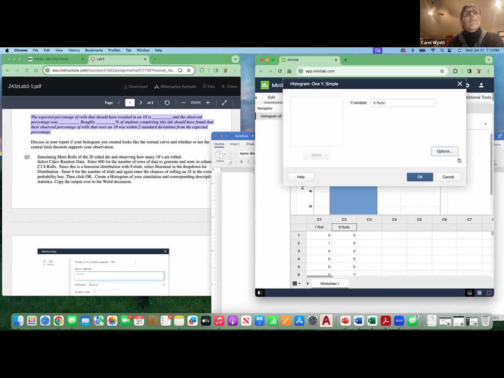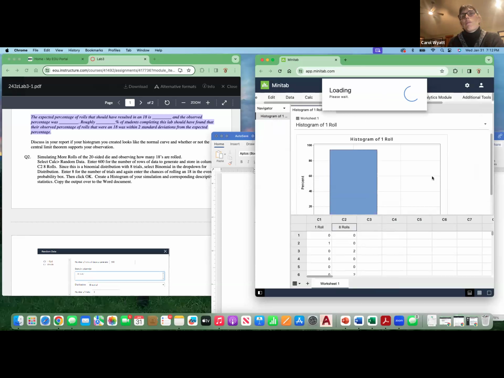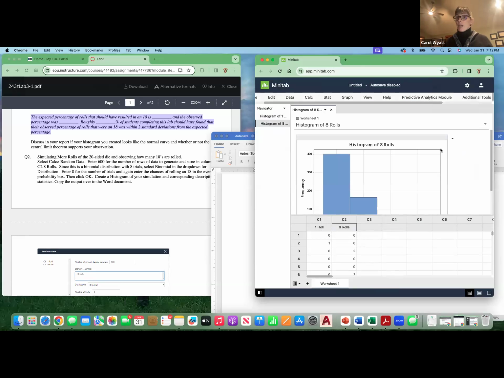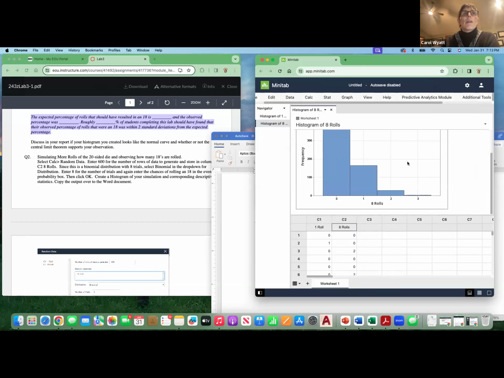To row 8 rolls and then hit OK. And we have that going on right there. And so we had 0 happen 401 times out of 600, so about 2/3 of the time. We had it happen once, and then twice, and then 3 times. This is how many times 18 was rolled out of 8 rolls on a 20-sided dice. So it looks like that.